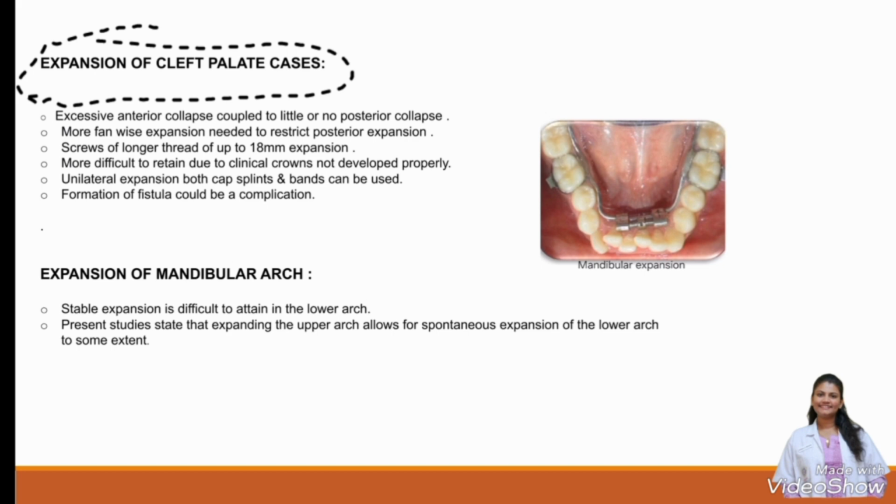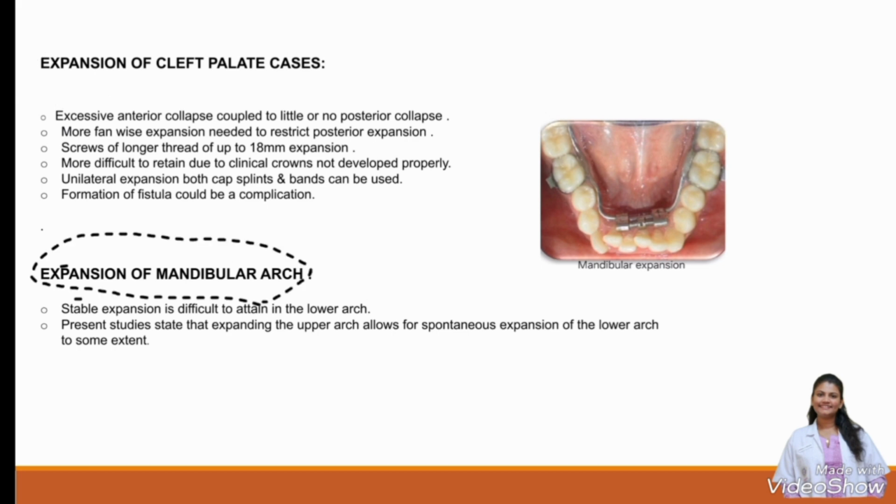Screws of longer threads, up to 18 mm expansion, are used. It is more difficult to retain as clinical crowns are not developed properly. Unilateral expansion, with the help of cap splints or bands, can be used. Formation of fistula is a very common complication.